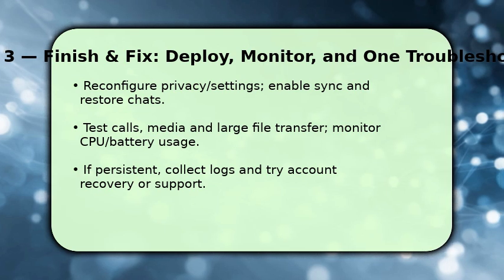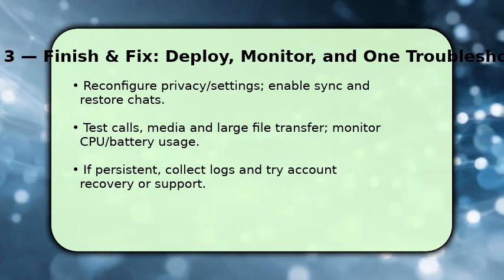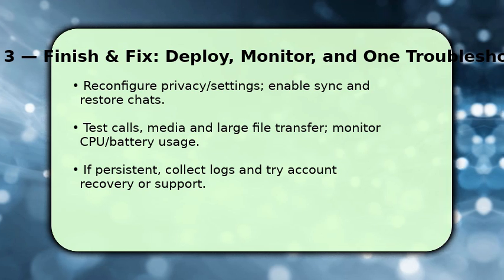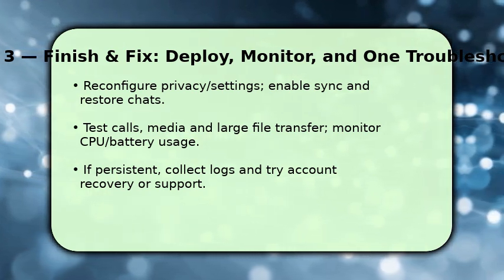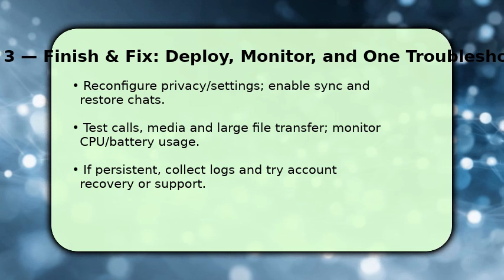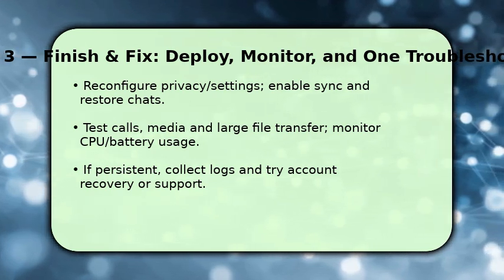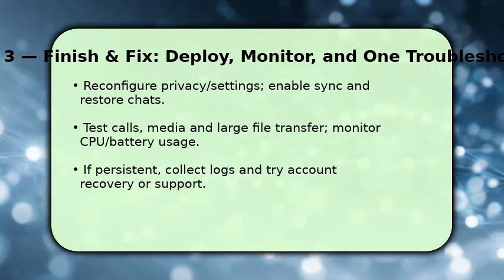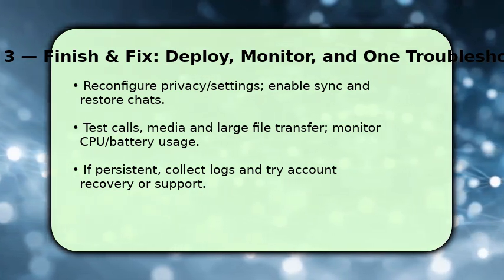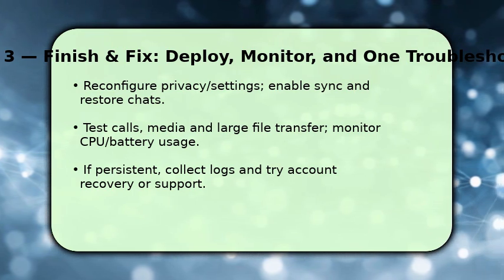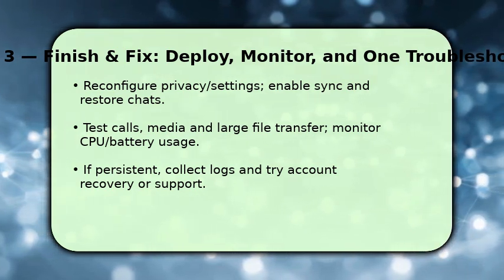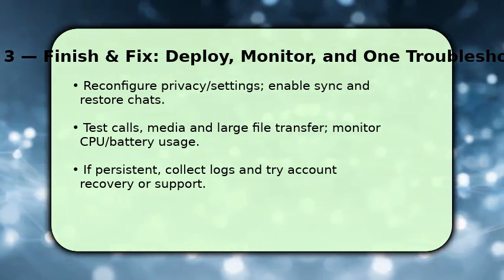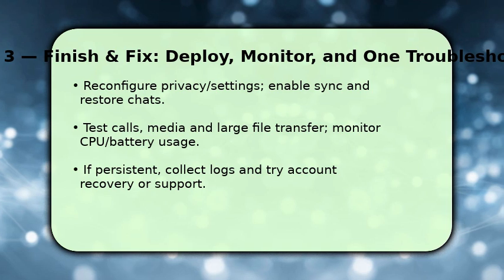Then test core features. Send files, start voice/video calls, and watch for unusual CPU or battery spikes. If something still breaks, collect session logs and error messages. You can export them from settings. Once collected, try account recovery steps or contact Telegram support with the logs. A single troubleshooting tip: if problems persist after reinstall, test your account on a different device to determine.